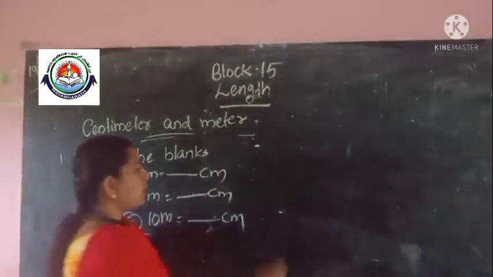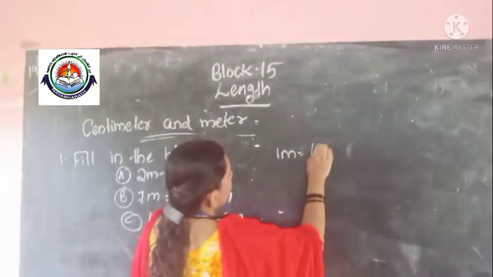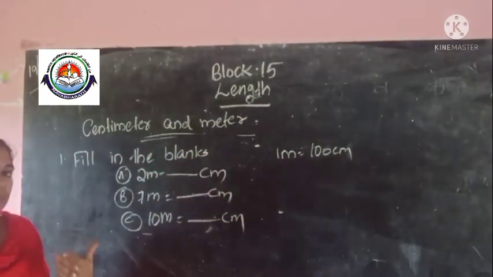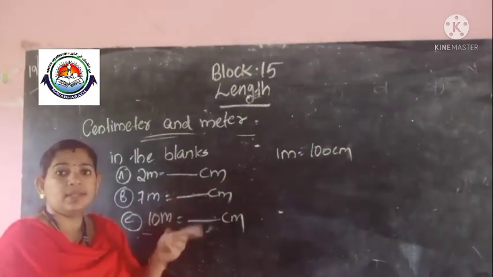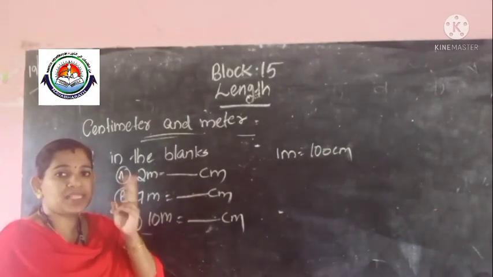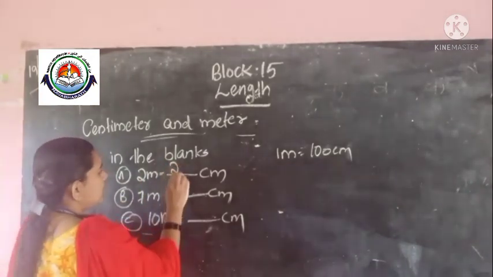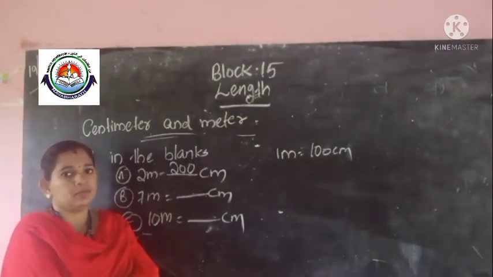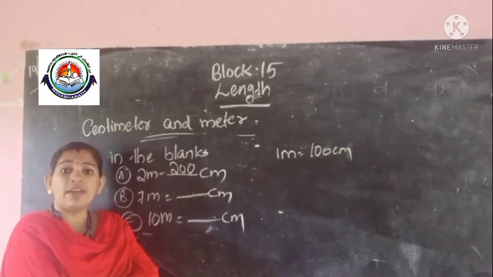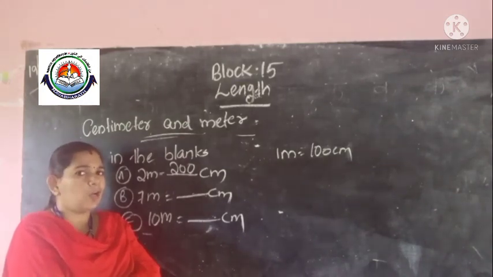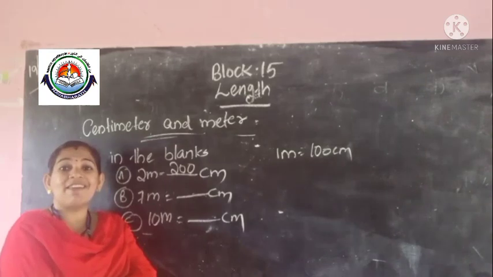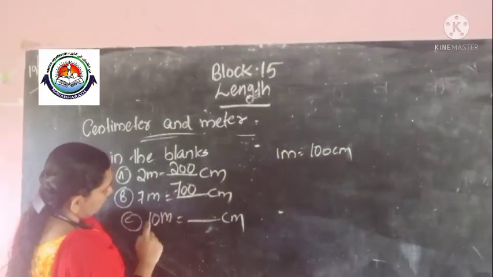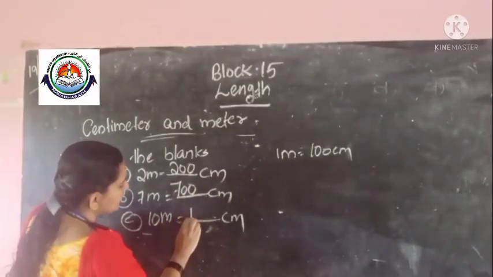So we already know that 1 meter is equal to 100 centimeter. So 2 meter: 1 meter is 100 centimeter, then 2 meter is 100 plus 100, yeah, 200 centimeter. Then 7 meter, what do you get? 7 times, you can add 100, or any other method. Yes, 7 into 100, 700 centimeter. Then 10 meter means 1000 centimeter.